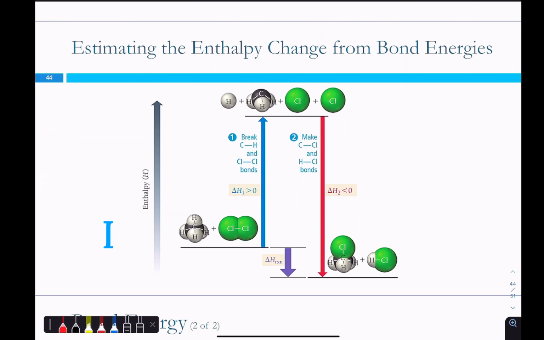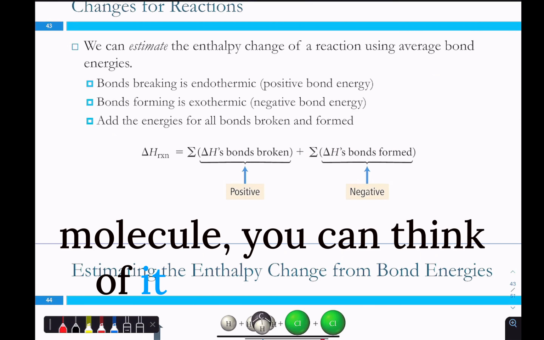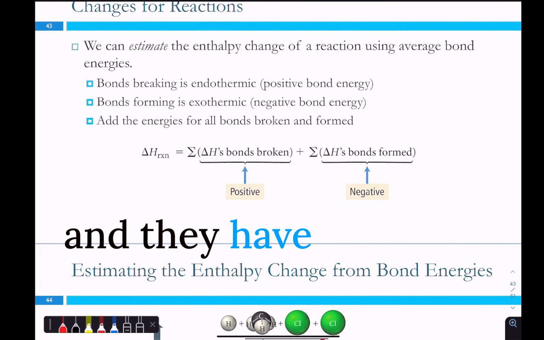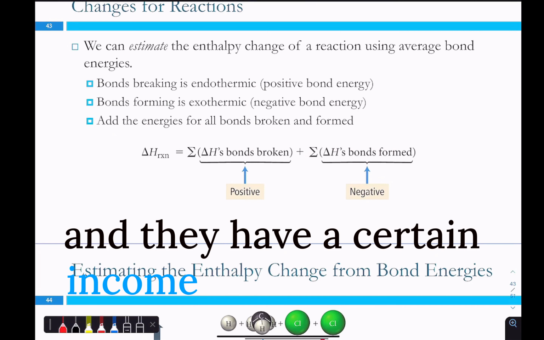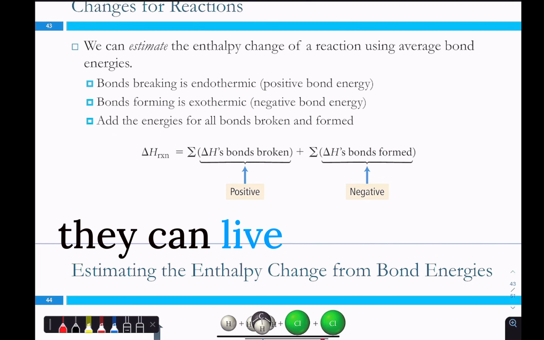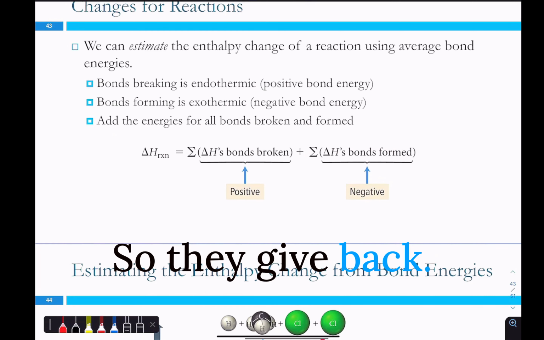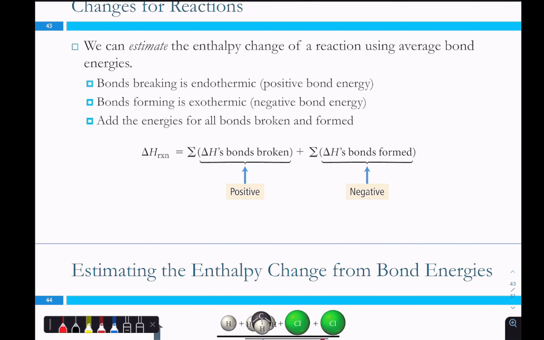What's your analogy? I just came up with it right now. Well, if you've got a molecule, you can think of it like two people, and they have a certain income, and then if you give them more money, they can separate and live separately. But then when they come back together, they don't need that extra money anymore, so they give it back. Okay, yeah. I like it. I feel like it could use a little bit of refinement, because it's like, why would they give up the extra money?